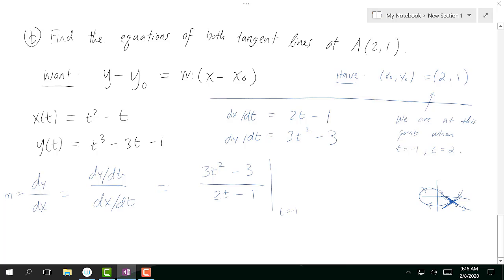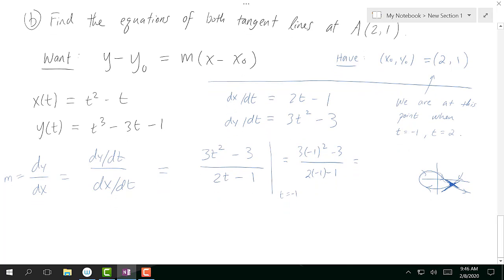So first we're going to look at it when time t equals 1. So when that happens, we evaluate it, and what we're going to get is 3 times negative 1 squared minus 3 over 2 times negative 1 minus 1. Again, this screen is getting a little crowded right now. I apologize for that. But essentially, on the top we're going to have 3 minus 3 over negative 2 minus 1. We don't care really about the bottom because the top is equal to 0, and so this is equal to 0.